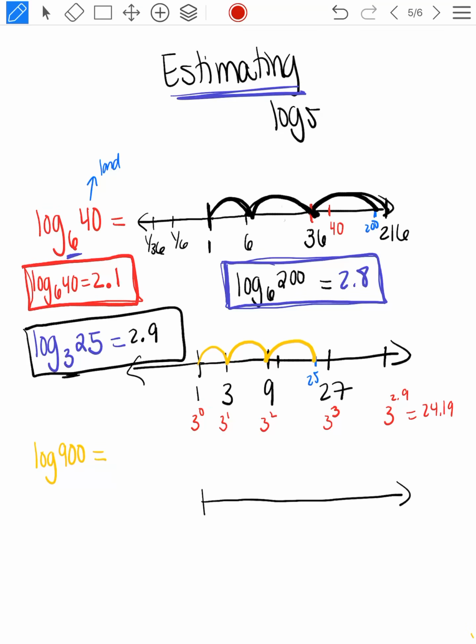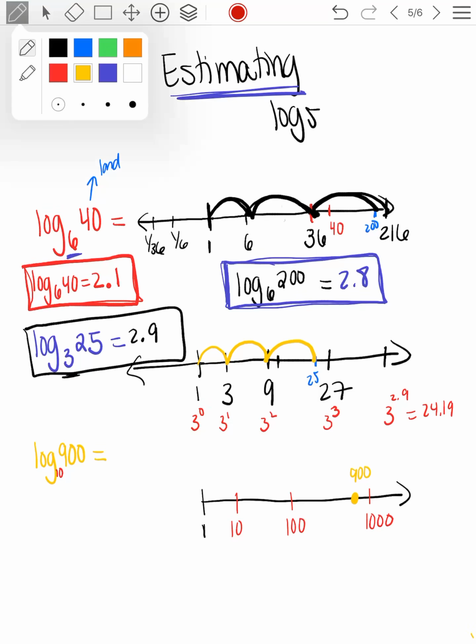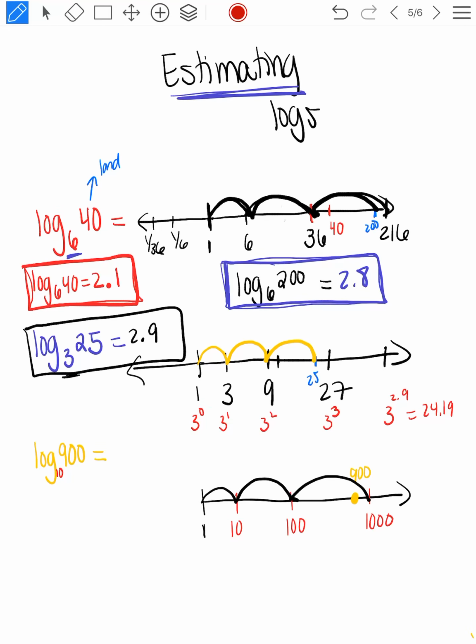And then for our third example here, we're starting at 1. Remember, we talked about how in the last video, if there's no base, it doesn't mean the teacher forgot it. It's assumed the base is 10. So 1 times 10 is 10, 10 times 10 is 100. 100 times 10 is 1,000. So I'm trying to go to 900, right? So 900 would be close to 1,000. So again, that would mean 1, 2, 3 jumps is too much. So I want to do slightly less than 3 jumps. So again, I'm going to say 900 is a little bit farther away from 1,000 than 25 was to 27. So I'm going to say about 2.8.